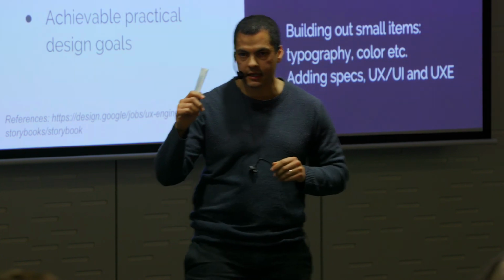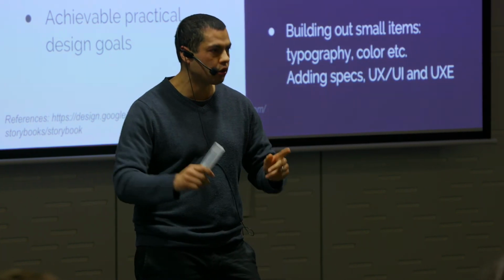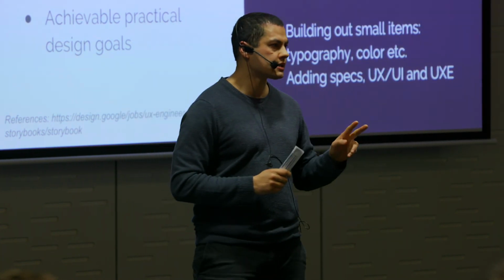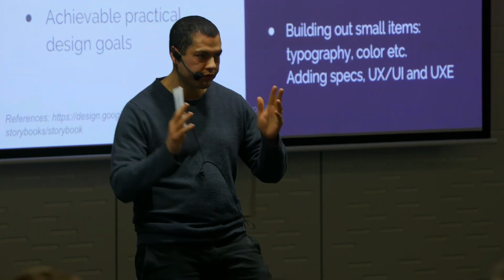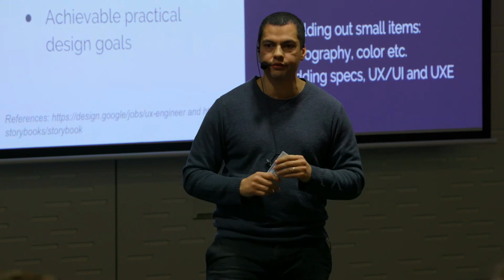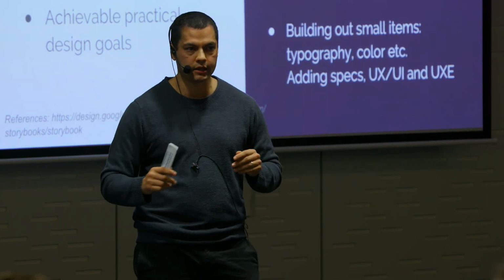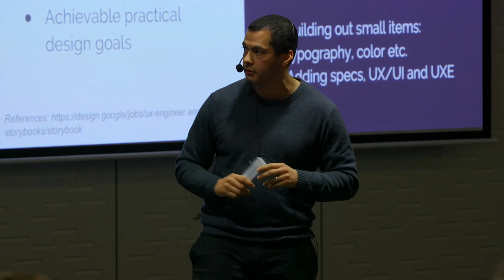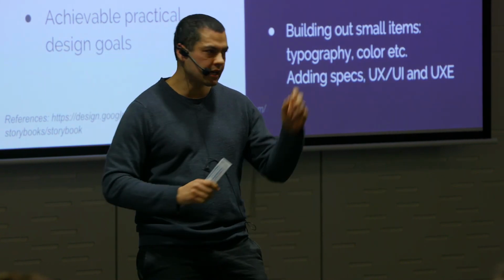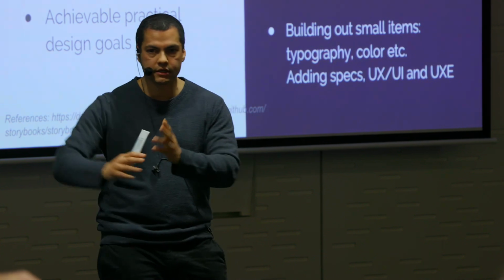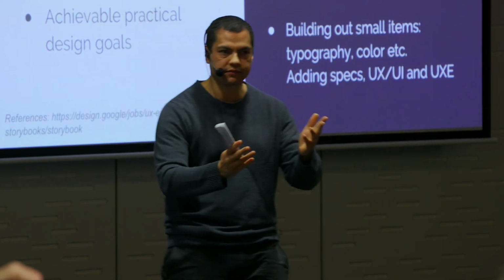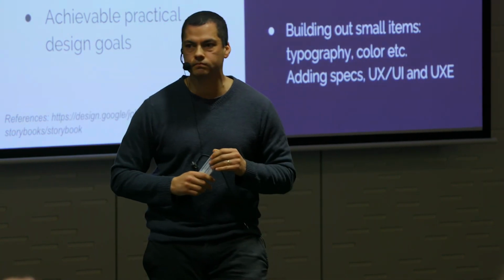You can have a look in GitHub for React Storybook, download it and try it out. And the second is have a look at Google Jobs. They have a UX engineer role there. Now, we've adapted it to fit our agile environment, and you might do the same too. And the other thing is the achievable practical design goals. Start out with the smaller items, build out your typography and colors, then build up to buttons and drop-downs, and then add your specifications into that.